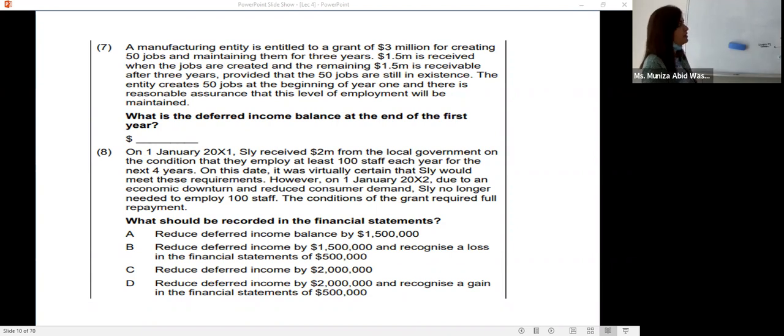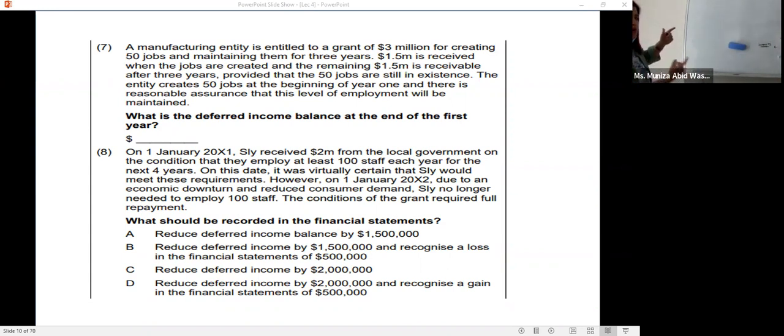However, on 1st January 2002, soon after 1 year, what happened? Due to an economic downturn, they were not able to meet the requirements. What does that mean? That soon after the first year, they have to repay all of the grant. So what is going to happen? Are we going to reverse all of the grant? At the end of the first year, out of 2 million, how much has been recognized? 0.5 million. Is it? 500,000 has been recognized.